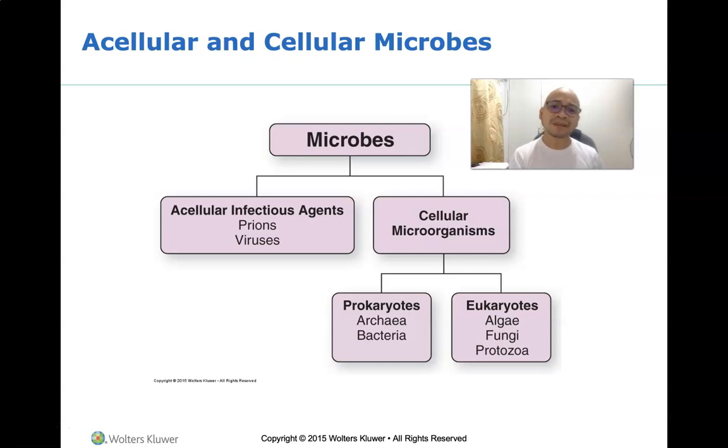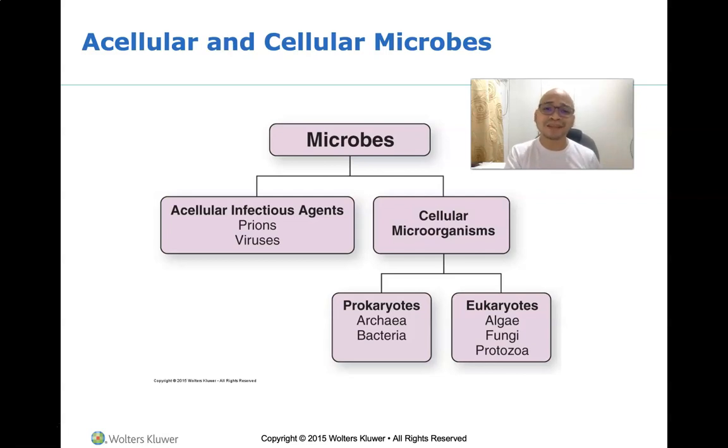And then, talking about cellular microorganisms, there are two types: the prokaryotes and the eukaryotes. When you say prokaryotes, pro means primitive, and karyo refers to nucleus. So prokaryotes are organisms that have a primitive nucleus. A primitive nucleus means that they don't actually have a true nucleus, because they do not have a nuclear membrane.